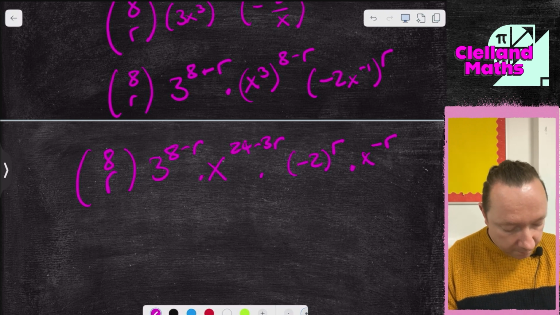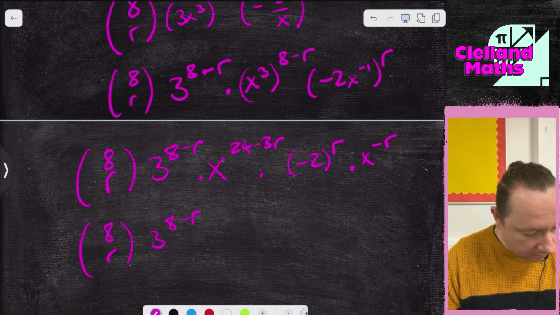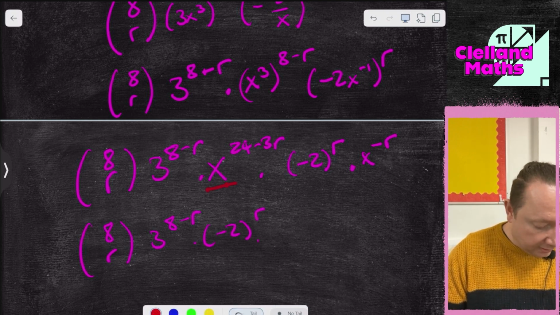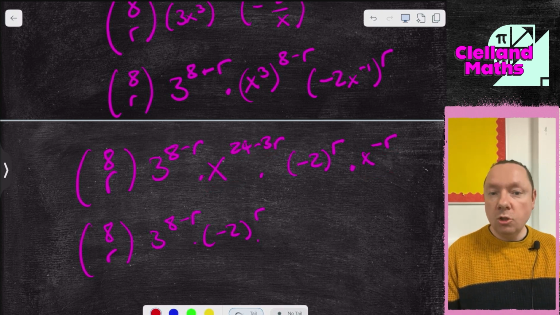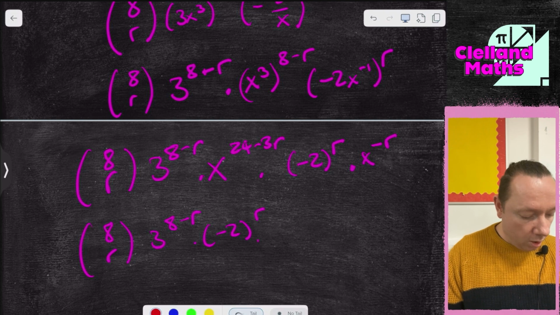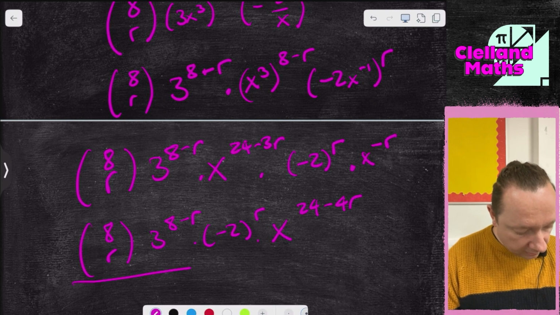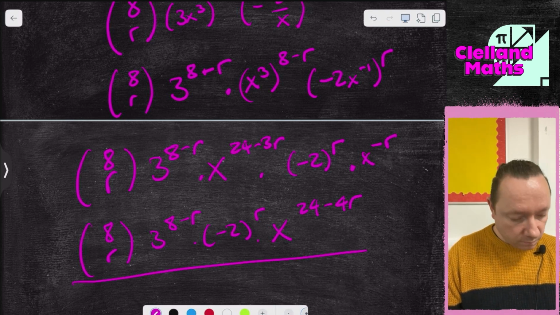So that means I can combine them. 8 choose r, writing the 3 to the 8 minus r first, and then the minus 2 to the r next. And then combining the x's, laws of indices says same base, add the powers, so it's 24 minus 3r minus r, which is 24 minus 4r. And that's our general term, so we're done there.